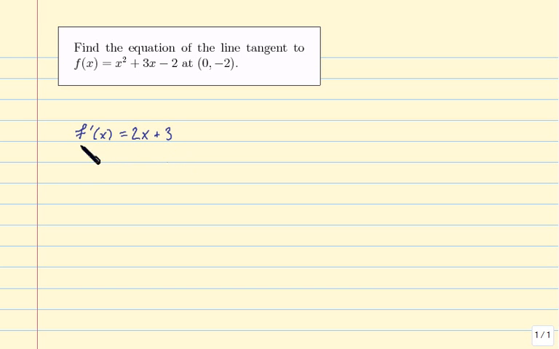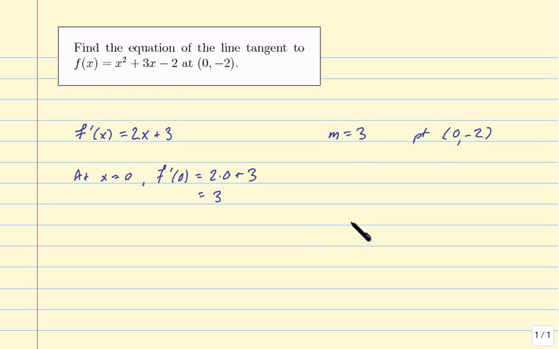Now, it tells us the slope at any x value. We are just interested in what the slope is doing at this point of tangency, at x equals 0. Okay, so at x equals 0, we know that f prime of 0 here is just 2 times 0 plus 3, which of course is 3. So that's the slope we need. We have a slope m of 3, and we have a point at 0, negative 2.